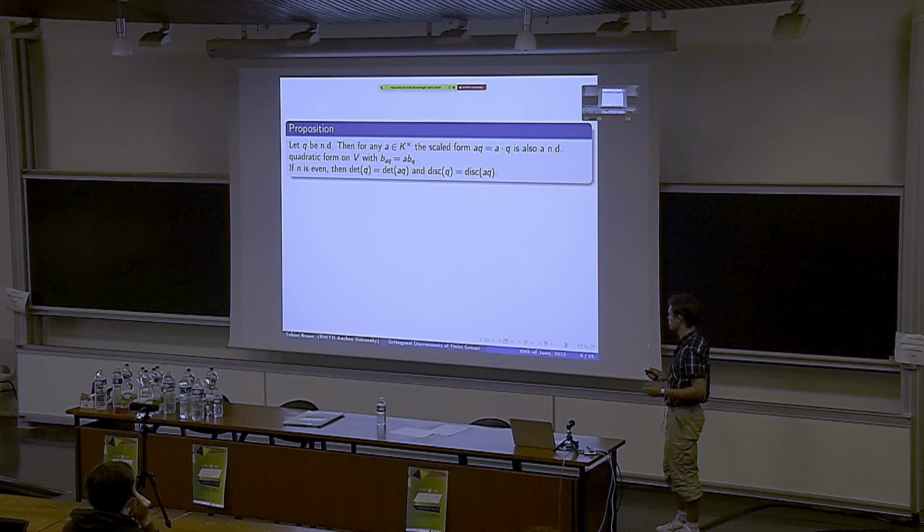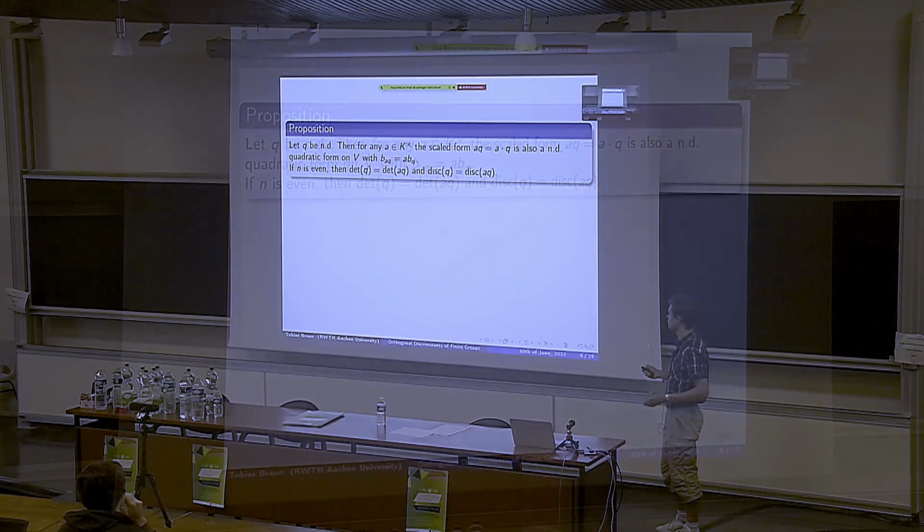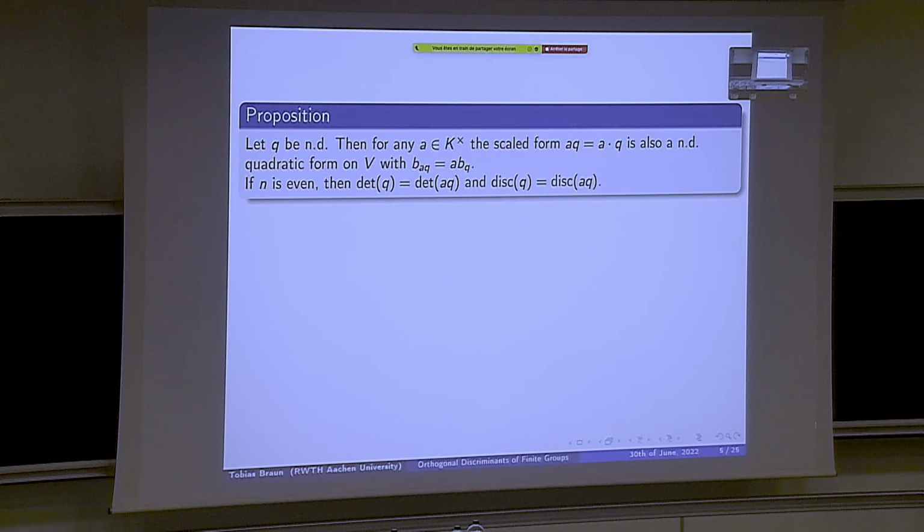So what happens if you have a non-degenerate quadratic form Q and you take some scalar A, and say you want to consider the form A times Q, so just multiply the form by the scalar? Well, what you can easily check just by considering Gram matrices is that this new quadratic form A times Q will also be non-degenerate. You just multiply the Gram matrix by a scalar, so it's still invertible. And if n is even, then the determinant and the discriminant will stay the same. So if you have an even dimension, these invariants stay the same under scaling the quadratic form.